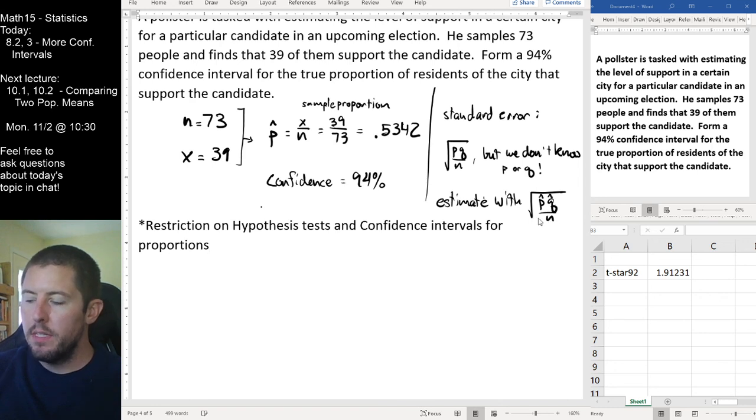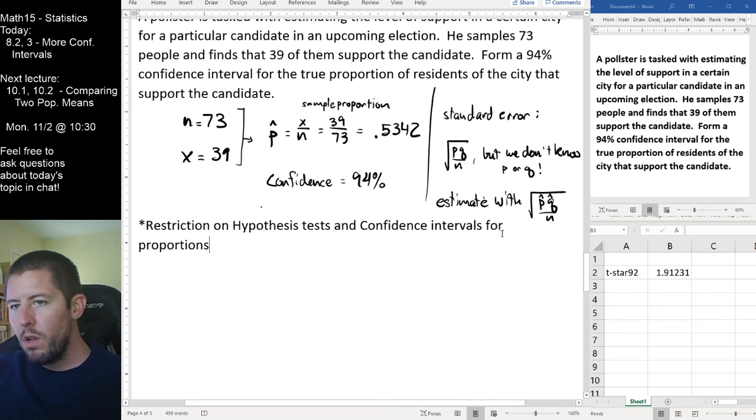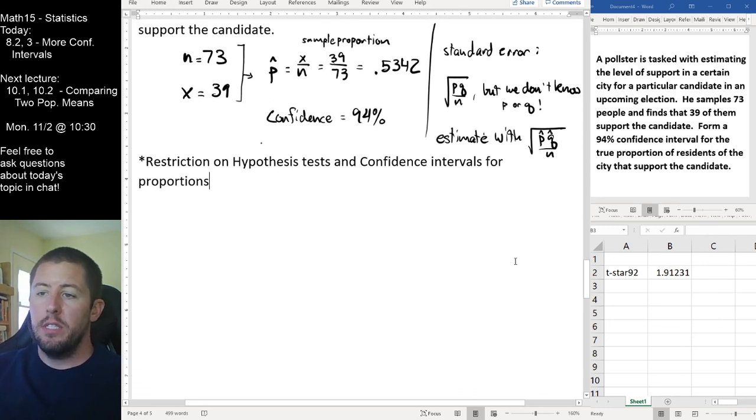With our sample statistic information there, our p hat, q hat over n. So this is going to be good because this is going to get us one of our key pieces of information that we need to know for our confidence interval here. So our restrictions on the hypothesis test and the confidence intervals for proportions.